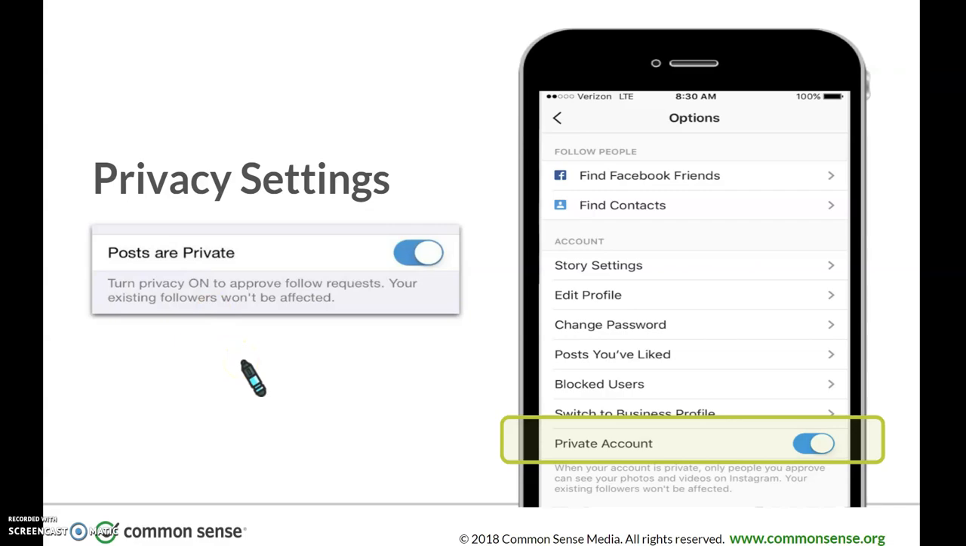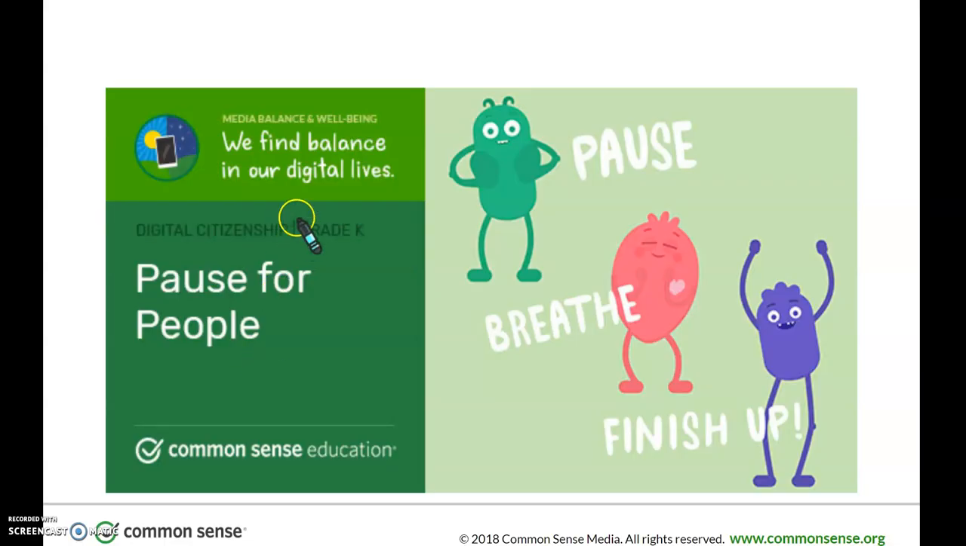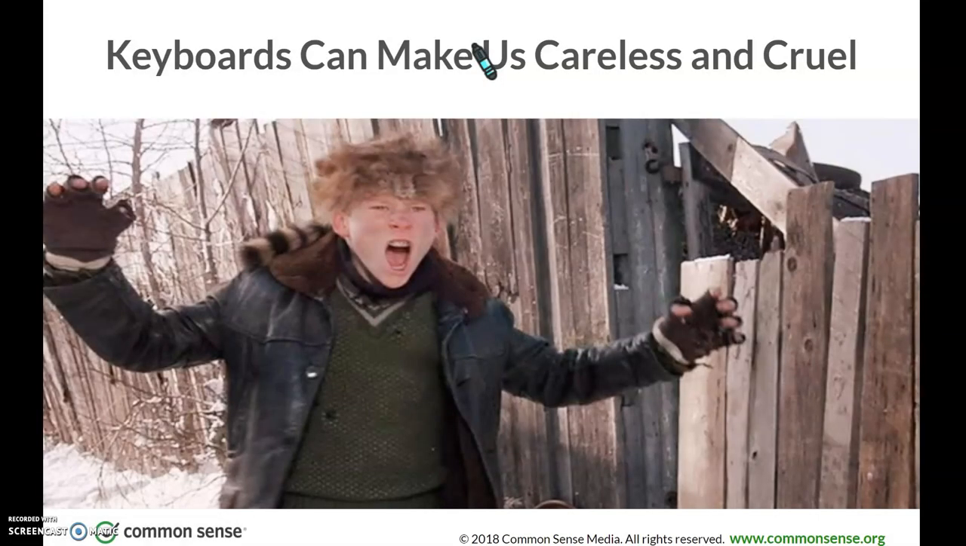Privacy settings. These are things we also learn about in digital citizenship. Pause, breathe, finish up. So not reacting instantly online. Thinking before we reply. Also, sometimes keyboards can make us careless and cruel. People posting impolite comments can be very hurtful. We think it's just writing on a blog or writing a comment in a YouTube video. It doesn't affect anyone. It does hurt, and it can be very careless and cruel. And we need to be aware of that, which is why we need to pause and think.